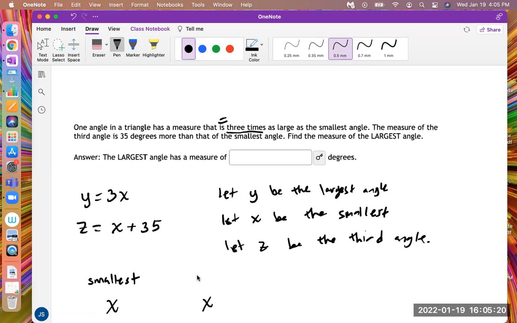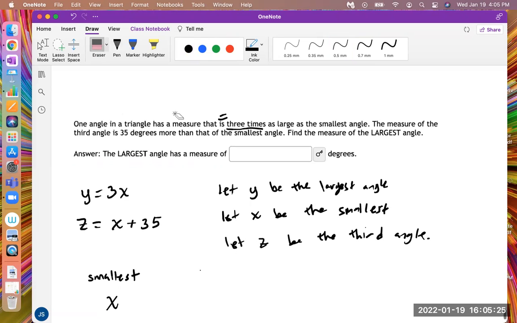So you have your second or your third angle, what they're calling the third angle. I'll just write it as they have it. The largest is, we have an expression for the largest, it's 3x, and we have an expression for the third angle, being consistent with their language, x plus 35. Okay, and they said find the measure of the largest angle. Now I have some expressions for each of these angles.